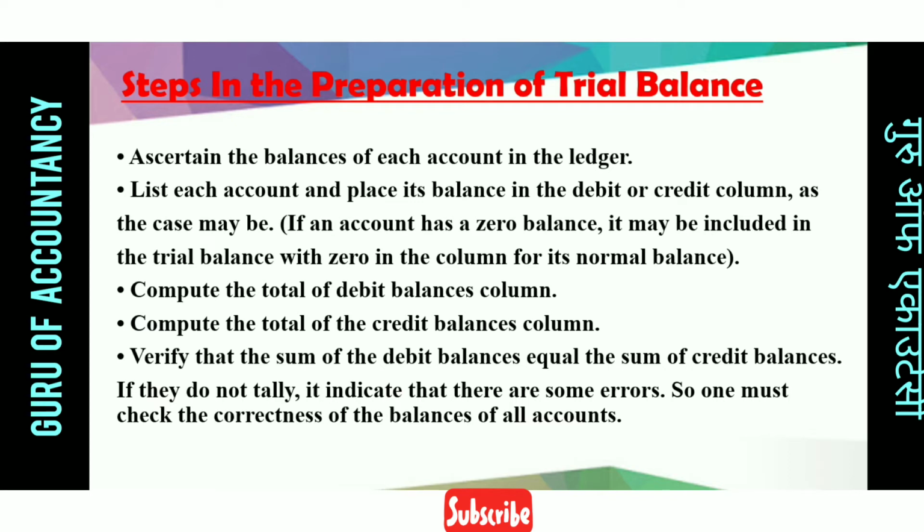That means both sides of balance, debit and credit, should be equal. If they do not tally, it indicates that there are some errors. So one must check the correctness of the balances of all accounts. You have to check your ledger. In that you have to make the total of all the accounts. You have to find balance and you have to check whether your totaling is correct, your balancing is correct or not.